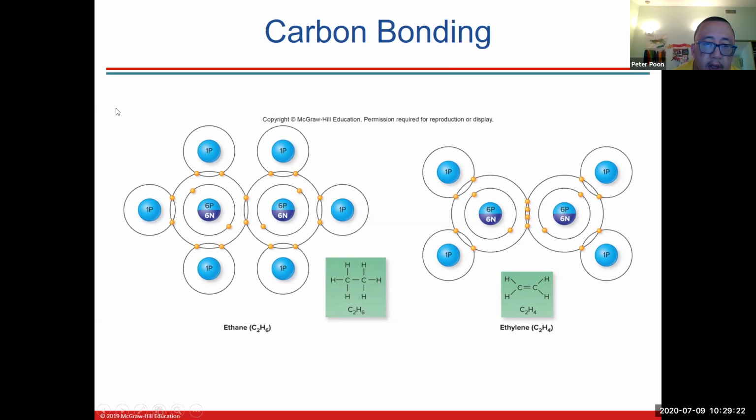So here, this is all single bond. This here, you can see these two are sharing not one pair, but 2 pairs of electrons. So you have a double bond.